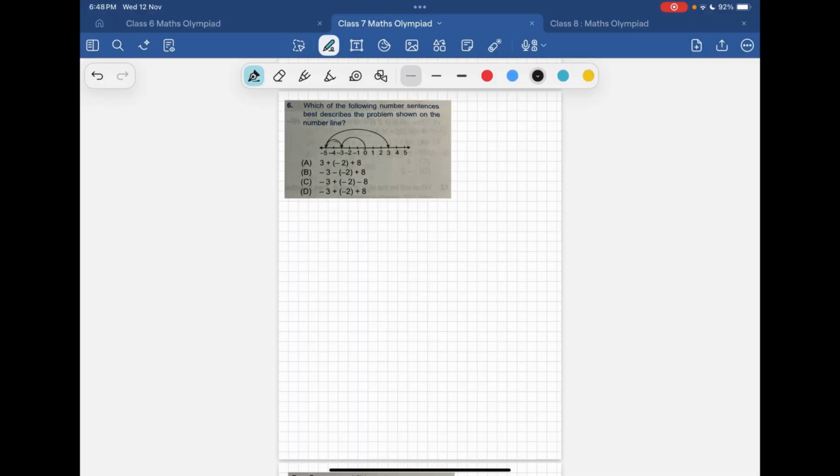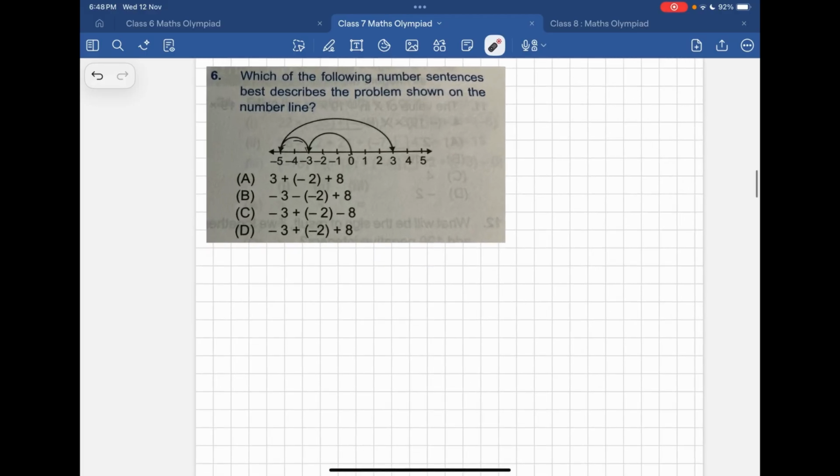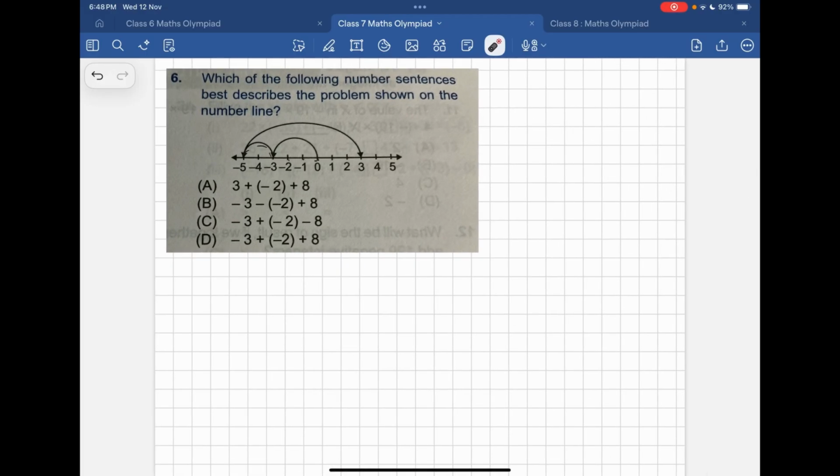Which of the following number sentences best describes the problem shown on the number line? Now in this number line, if we start from 0, you have to see the arrow mark from where it is starting, from 0. So from 0 till minus 3. So how many steps is it? Minus 3. So 3 steps to the left.